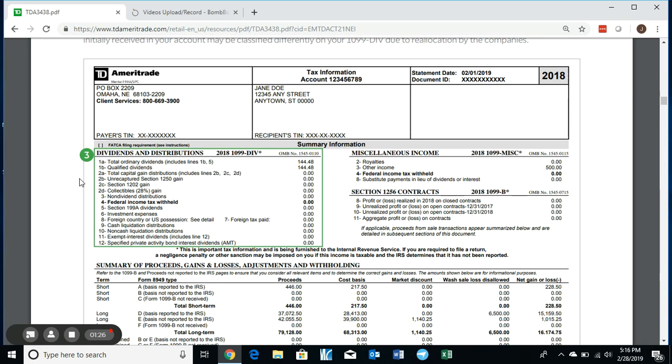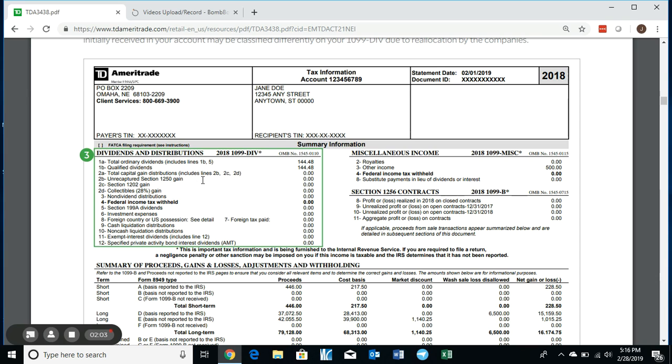We'll move on to 1B, which is going to be your qualified dividends. These are going to be dividends issued by a qualified foreign corporation or U.S. corporation, and they're going to be given different tax treatment as well. They're going to be taxed at a lower tax rate. So even though they're included in line 1A, they're going to be pulled out just so we can give those the special consideration that the tax law allows.